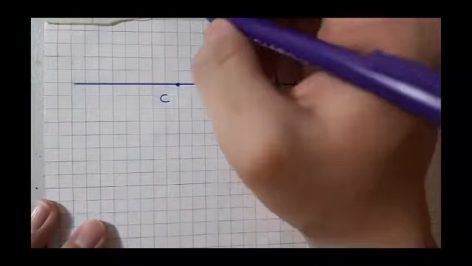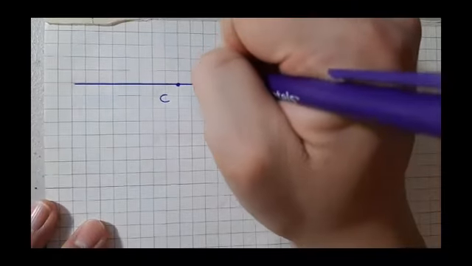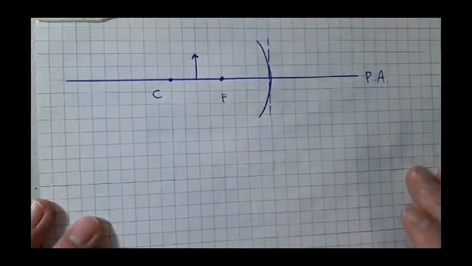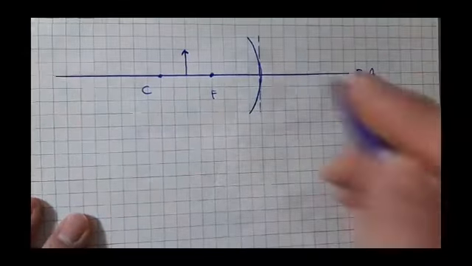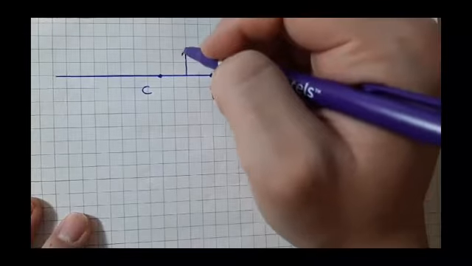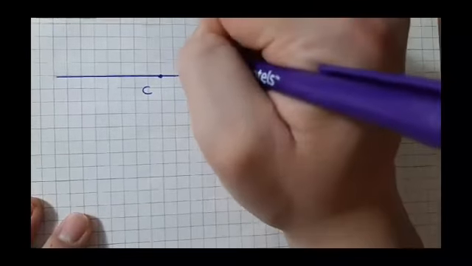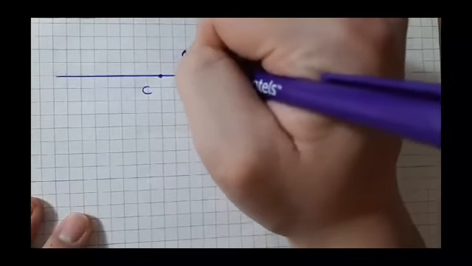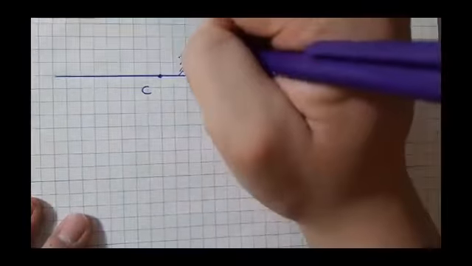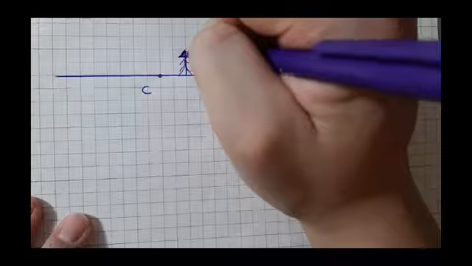And let's say I have an object that is between the center of the curvature and F. This can be any object. I'm using a little bit of an arrowhead over here. If you want to draw a person, you can draw a person like that too. It really doesn't matter. This can be a tree too. But in any case, I like to use an arrow.